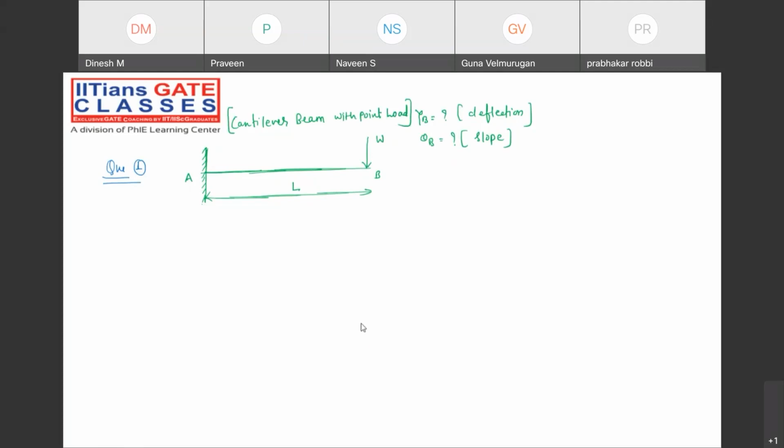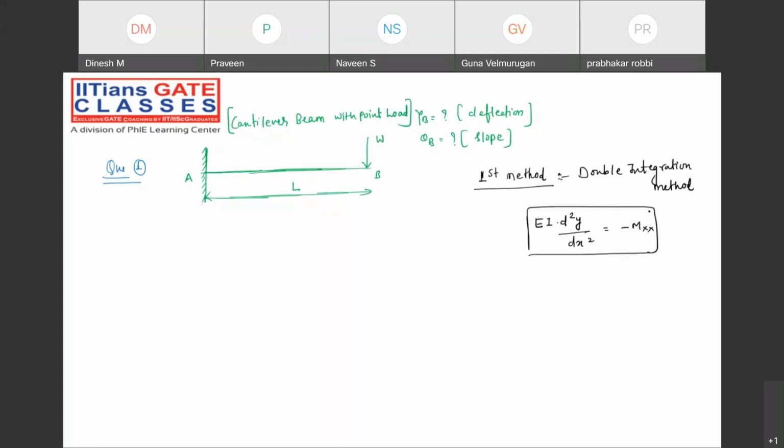The first method which I'm going to tell you is the double integration method. Note down, the double integration method. What is the double integration method? EI d square y by dx square will be equal to minus Mxx. Mxx means bending moment. This is your bending moment at that particular cross section, the xx section, you can say.